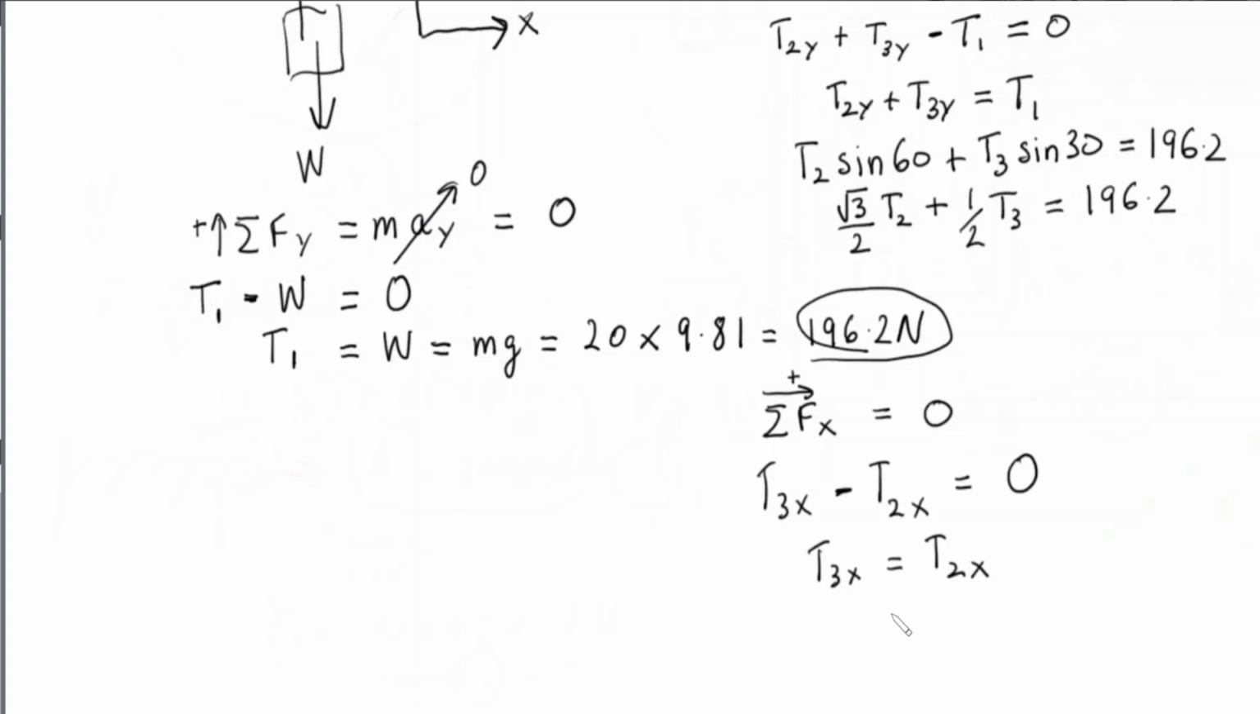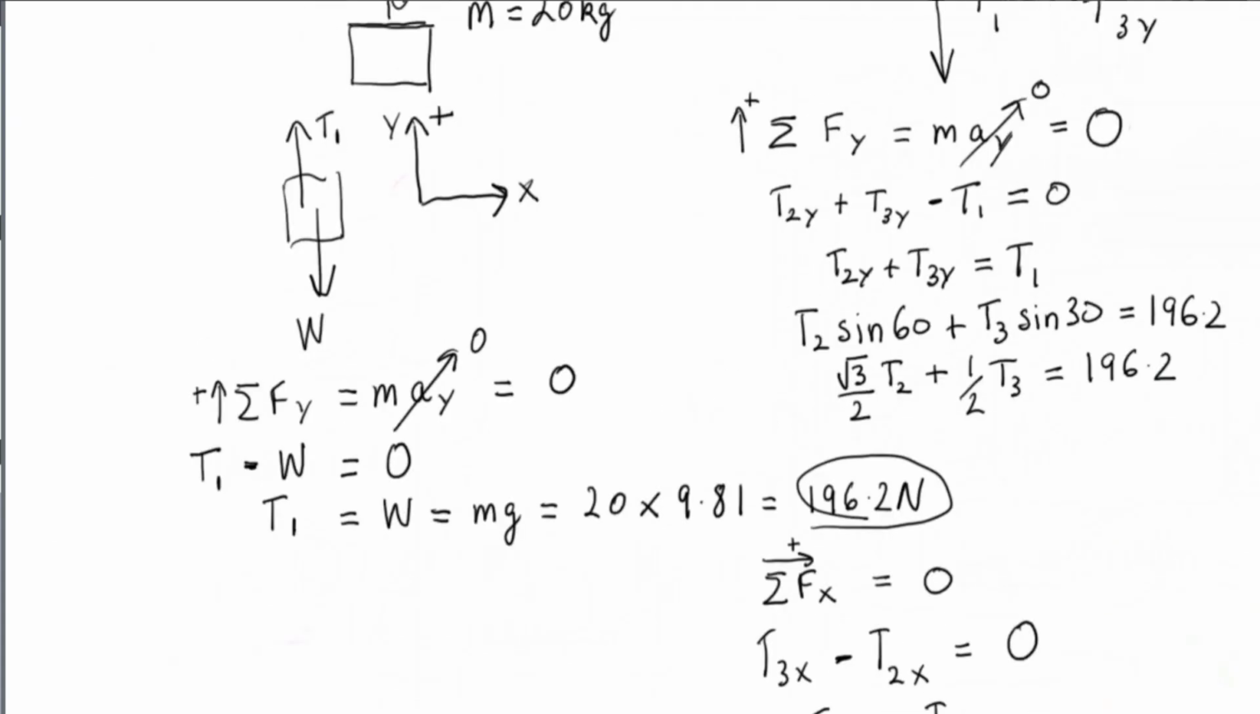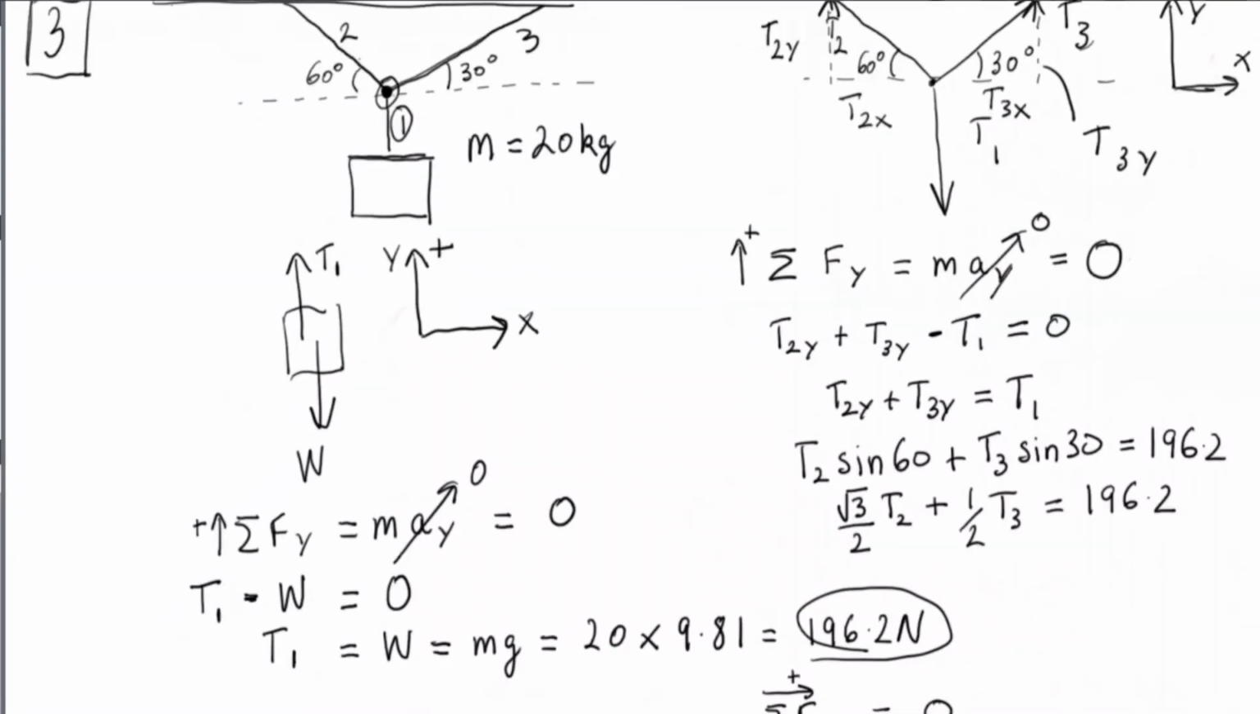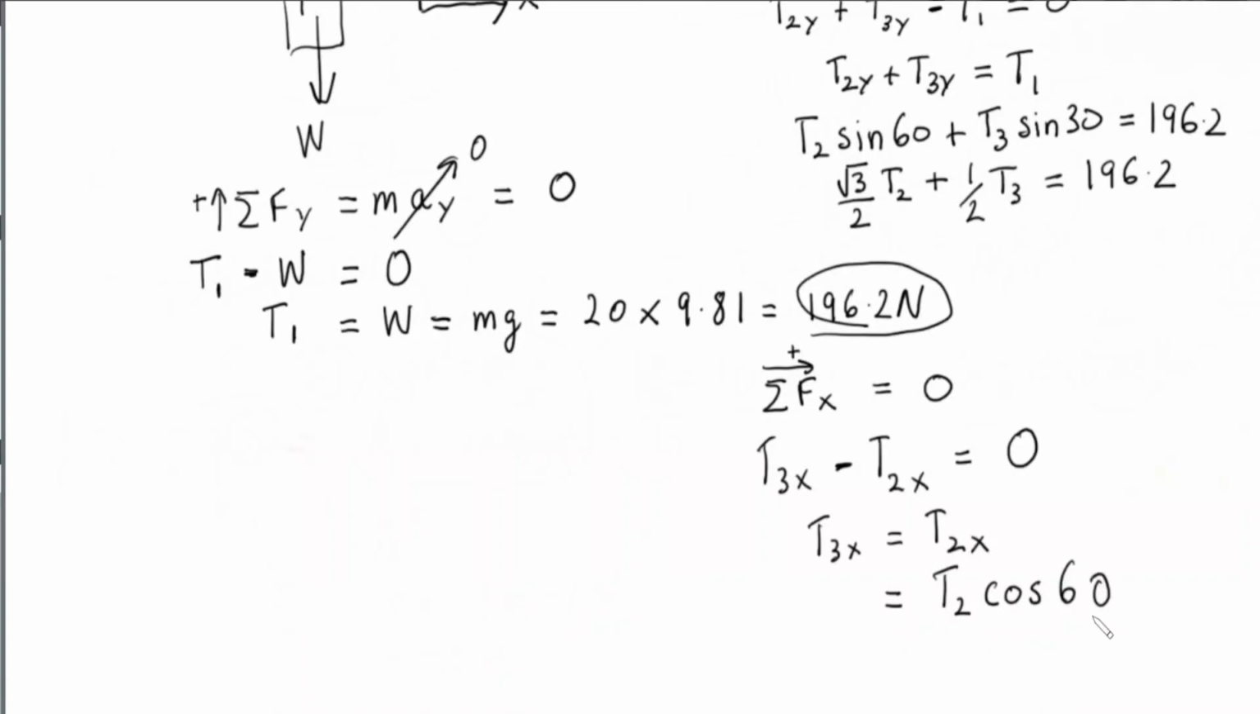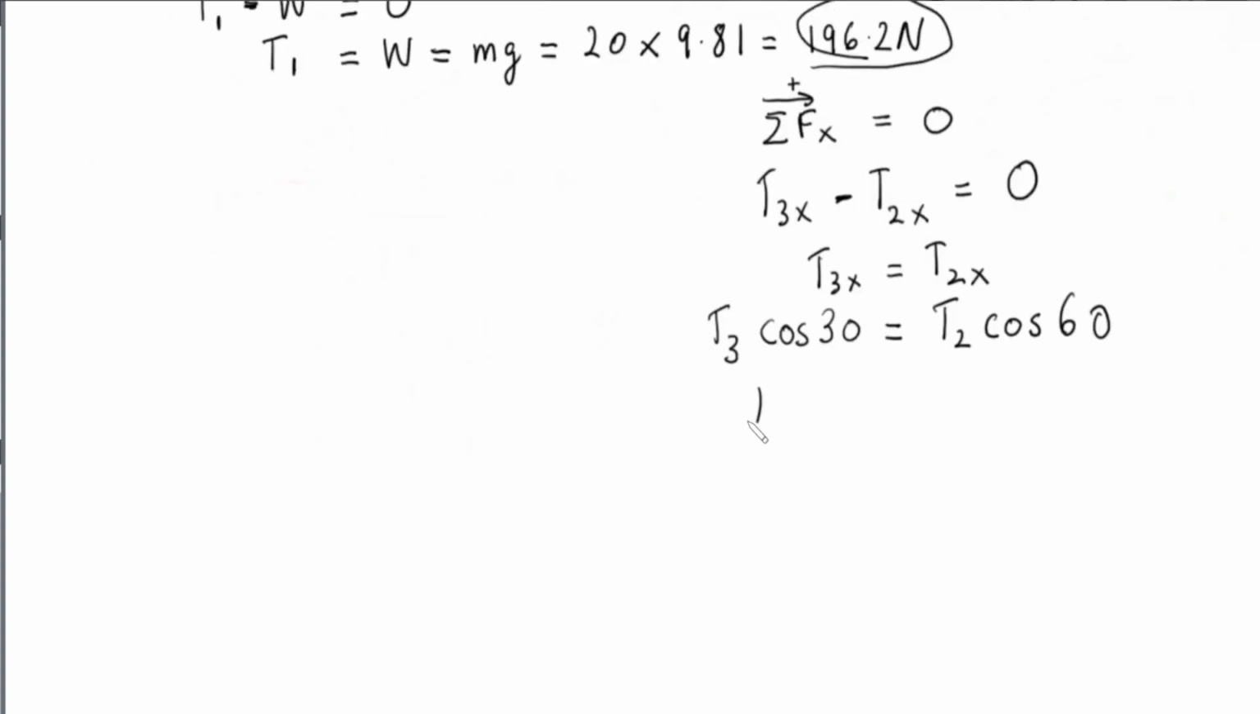And we can go ahead and put the resolutes as well. So we can say T2 cos, let's just go up and find our angle real quick. Cos 60 is equal to T3 cos 30. Now cos 30 is root 3 on 2 from trig, so I'll plug that in. So root 3 on 2 T3, and cos 60 is a half, so I'll go half T2.